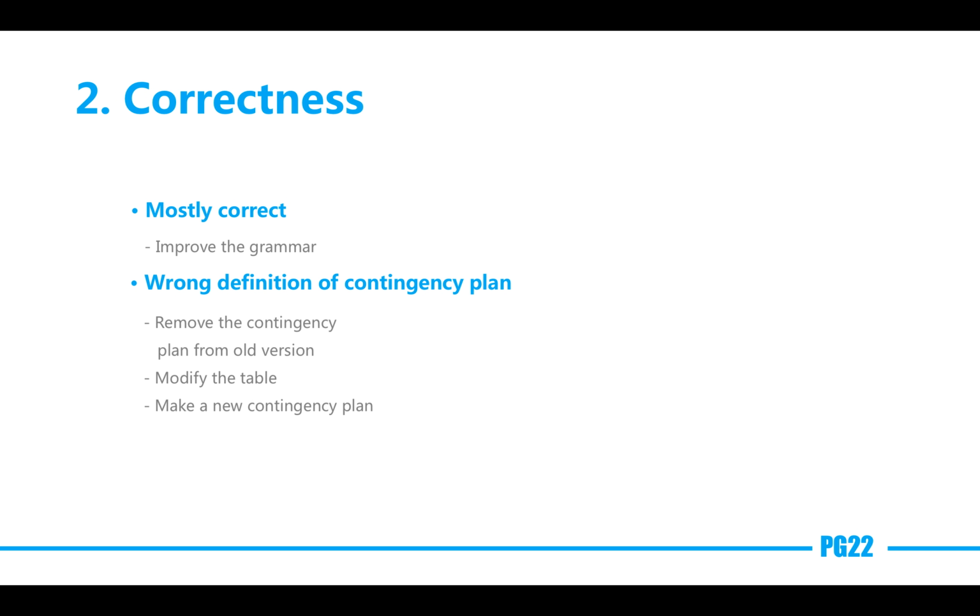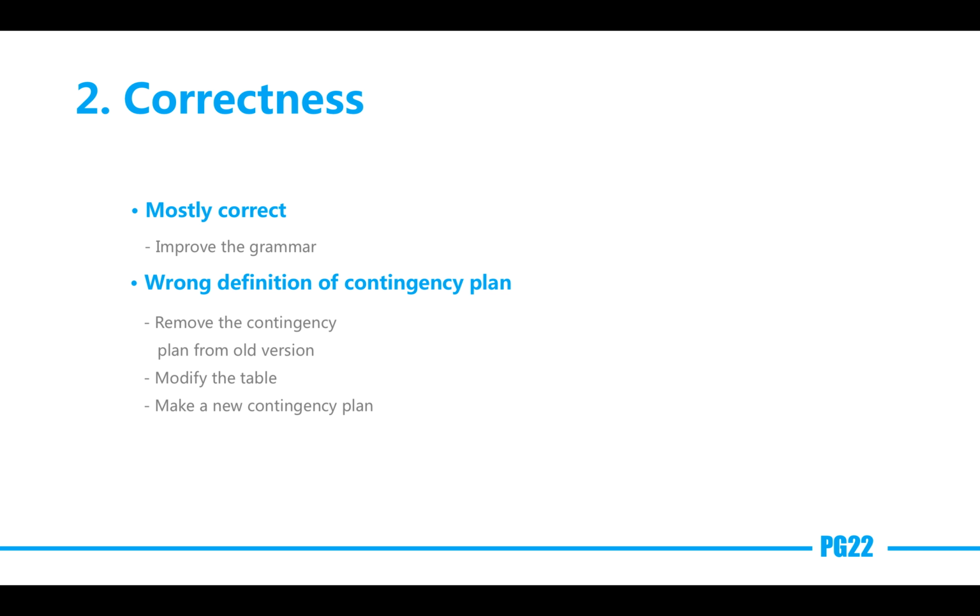The second part is about the correctness. The content of the risk management plan is mostly correct, but there is one thing to be improved later. I need to improve the grammar problems in the whole document to improve the accuracy of each word used. And another piece of feedback from the tutor is that the correctness of section 5.4 should be modified later.